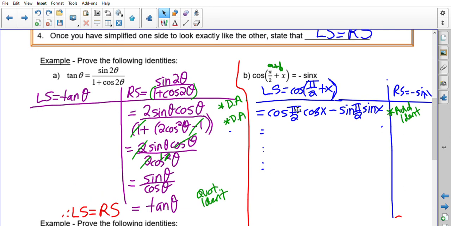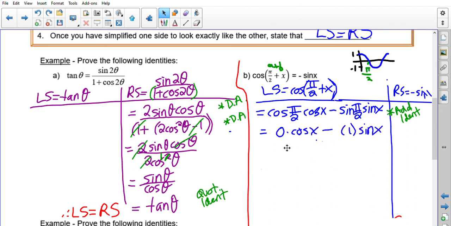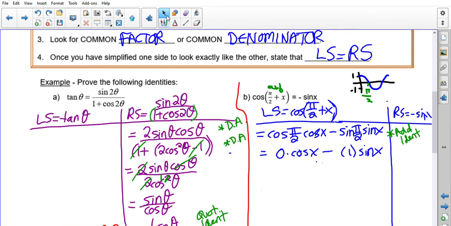So cos pi over 2, I want you to think of your cos graph. Right, so 1 and negative 1. Okay, so we know our cos graph does this. And right here is our pi over 2. And so we can see there that cos is equal to 0 at pi over 2. So we get 0 times cos x minus, and now we have to do sine.